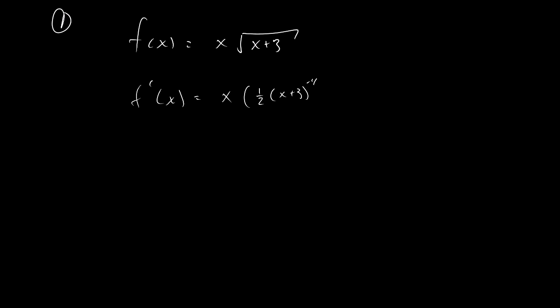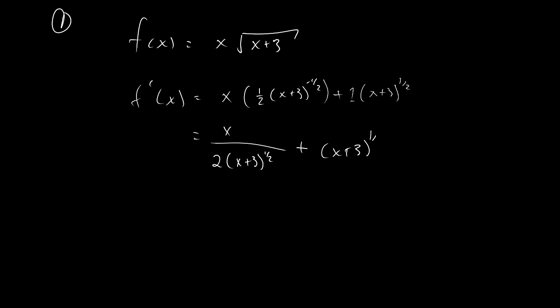So step 1, find our first and second derivative. If f of x is equal to x times the square root of x plus 3, first derivative, product rule: first times the derivative of the second plus the second times the derivative of the first. Well, the derivative of the first is just 1, so we lucked out there. So let's neaten this up a bit. We have x all over 2 times (x plus 3) to the 1/2, plus (x plus 3) to the 1/2.